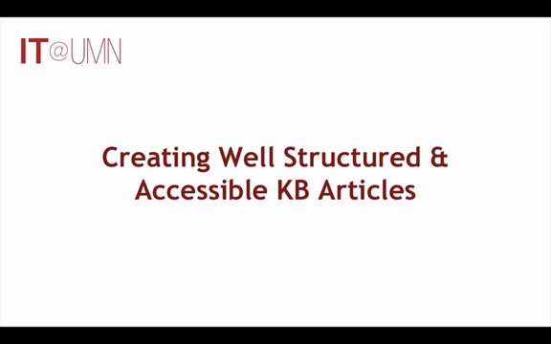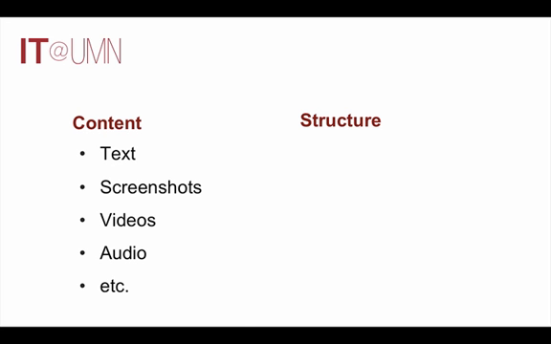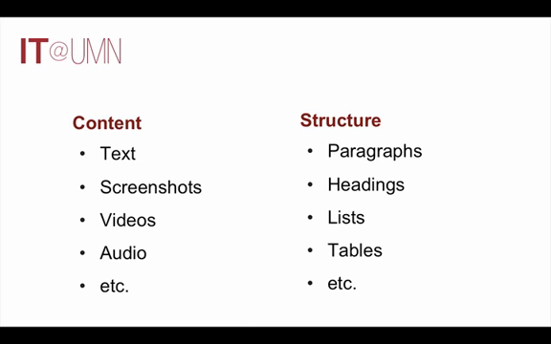All KB articles have both content and structure. The content is the text, screenshots, videos, other media that you use to communicate about your topic. And the structure is the paragraphs, headings, lists, tables that you use to organize your content.